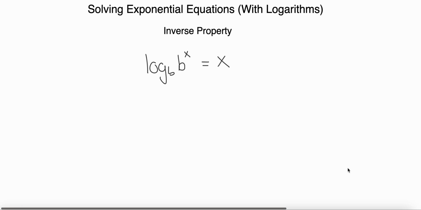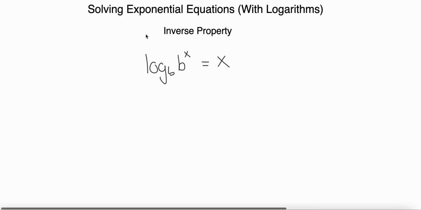The Curious Calculator. In today's video, we're going to be going over how to solve exponential equations using logarithms. And to do this, we're going to be using the inverse property shown here, which states that the log with the base b of b to the x equals x. And this is because the logarithm function and the exponential function are inverses of each other. So we're going to be going through a few examples here with each of them increasing in difficulty.